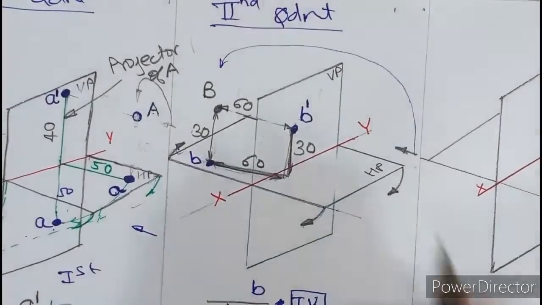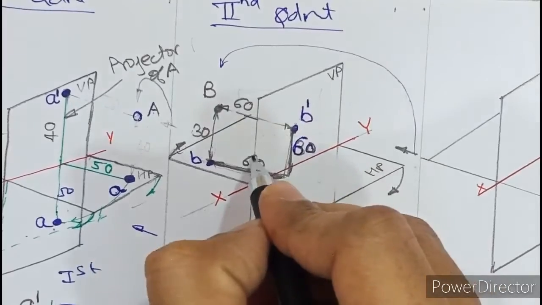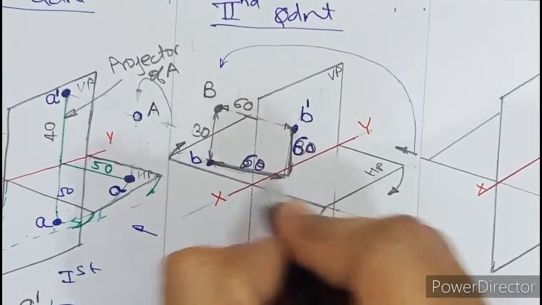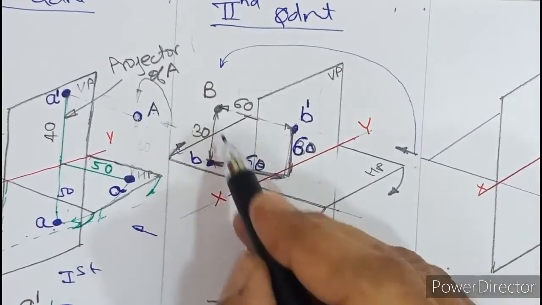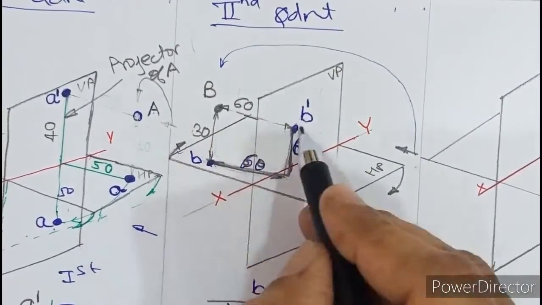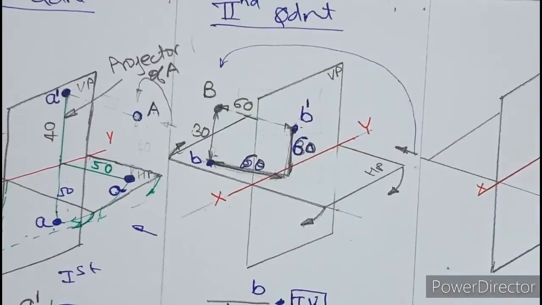Now tell me, suppose this is 60 and if this was also 60, then what will have happened? If both are 60, then when you turn HP down, this will go up. So B and B dash will coincide and will form a single point called B dash. Okay, so this part is clear.